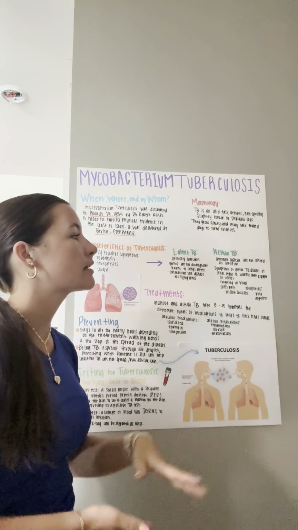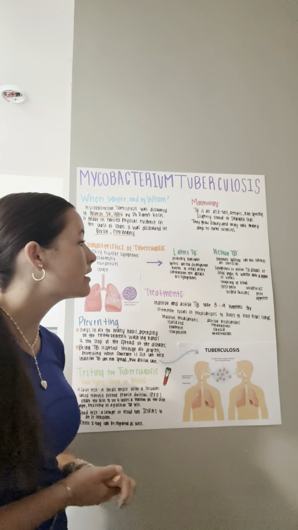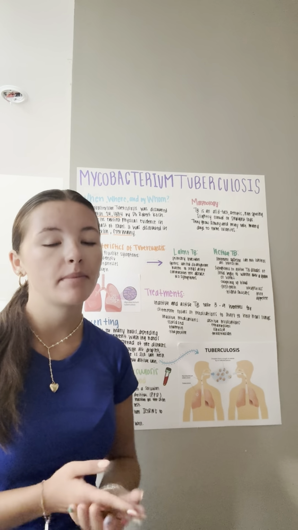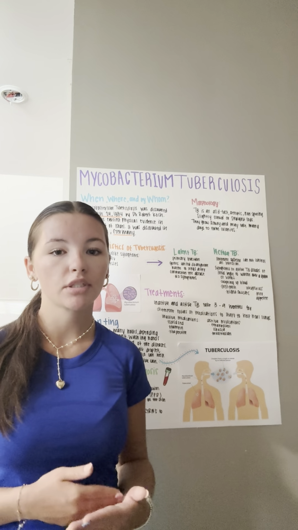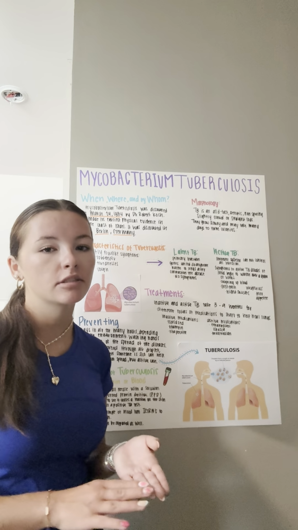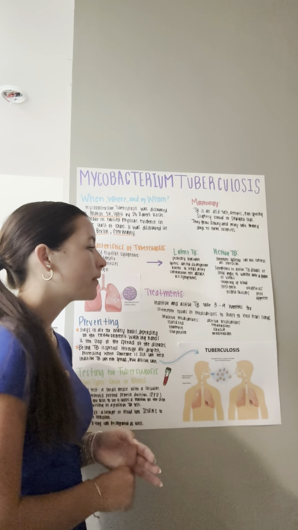Active TB is when the immune system cannot control the disease or the infection. Signs and symptoms of active TB begin in the lungs and just worsen over weeks. The signs and symptoms are like coughing up blood, chest pain, night sweats, poor appetite.